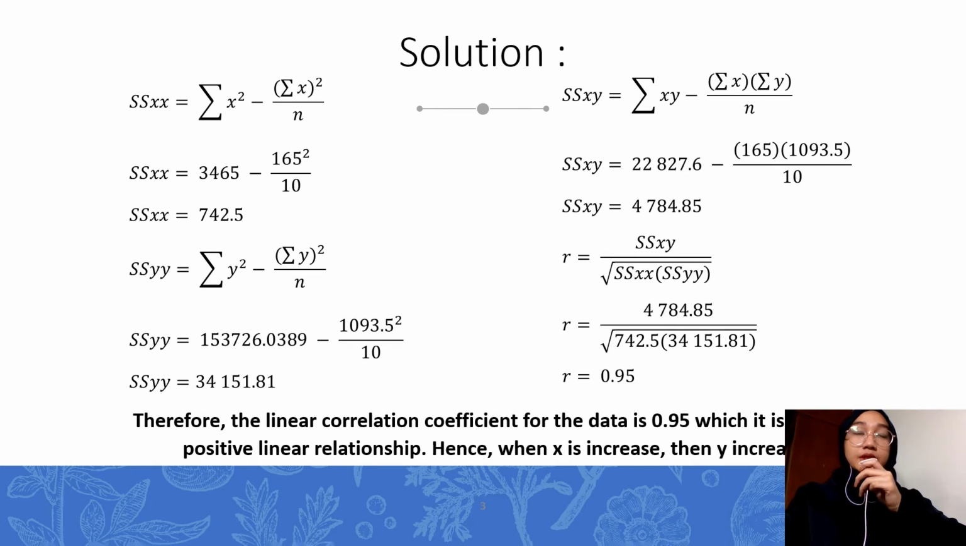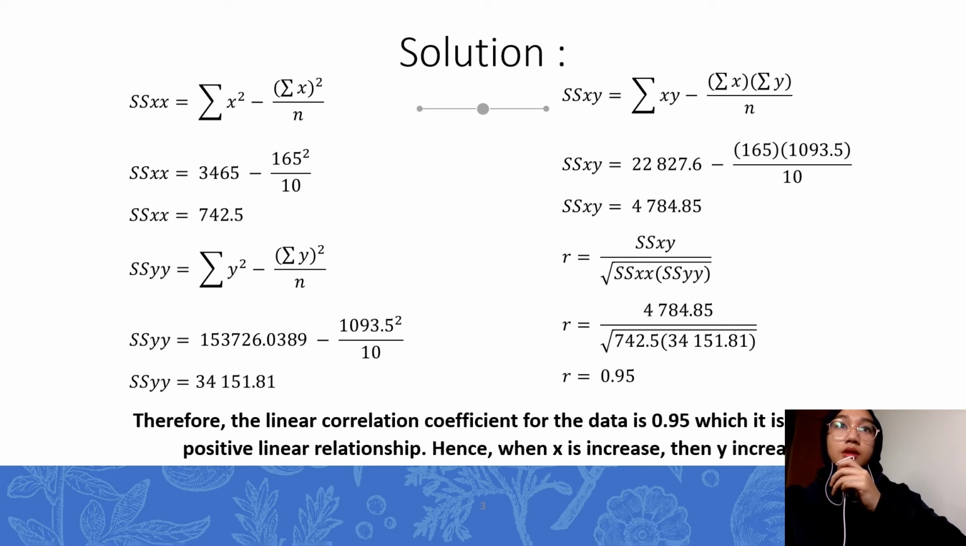After drawing the table, we must use the formula to calculate the value of R. First thing first, you must calculate the SSXX. If you can see here, I only put the value that we have found just now based on the table, and the same goes for SSYY and SSXY.